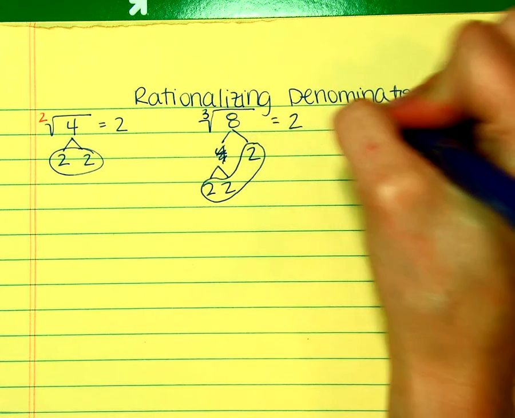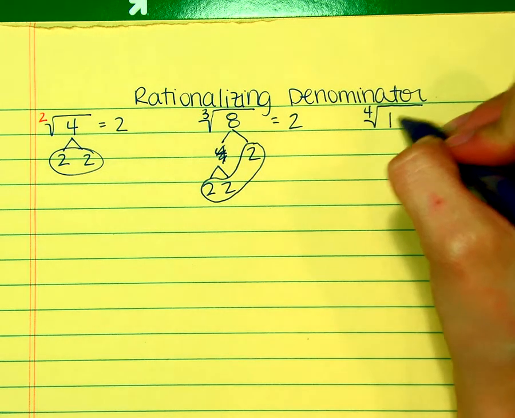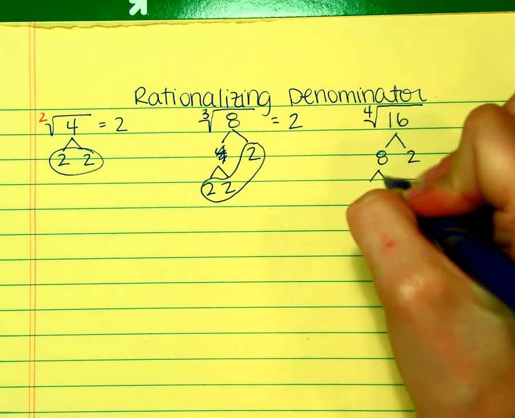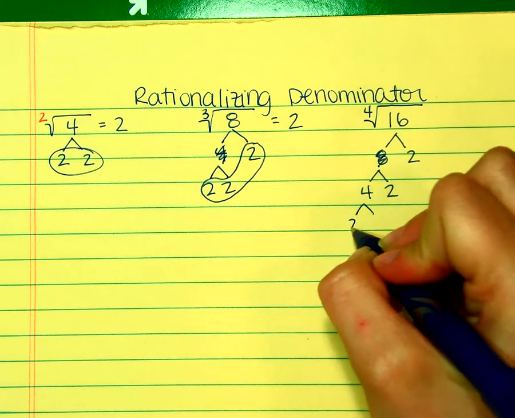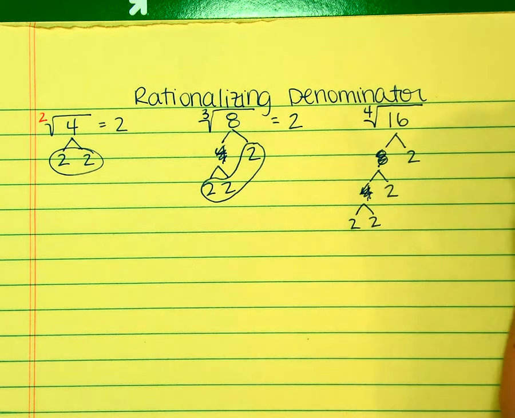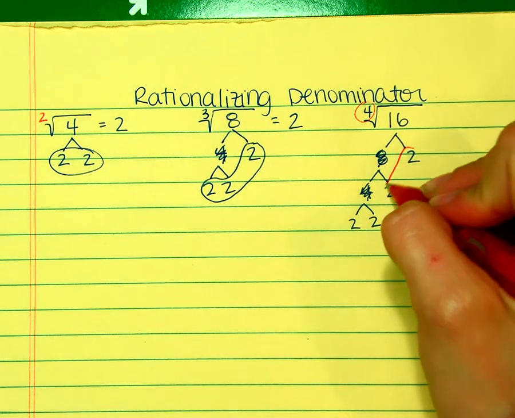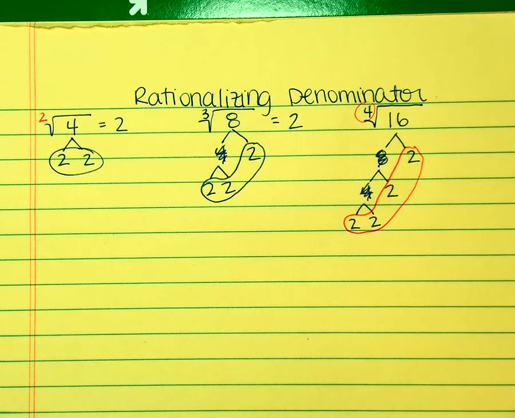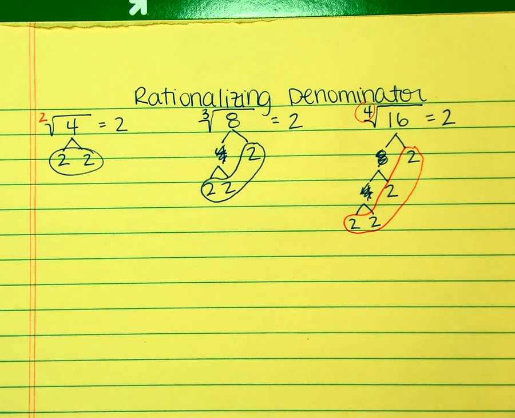Now let's go with the 4th root. We break it down to 8 and 2. 8 goes away and becomes 4 and 2. 4 goes away and becomes 2 and 2. Because this 4 is up here, we need groups of 4, 4 identical factors. Once I have a group of 4, that is my answer.